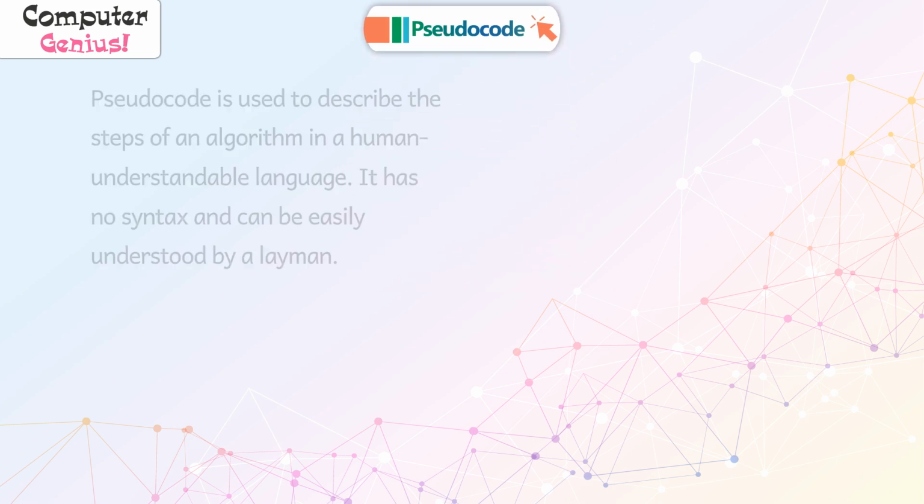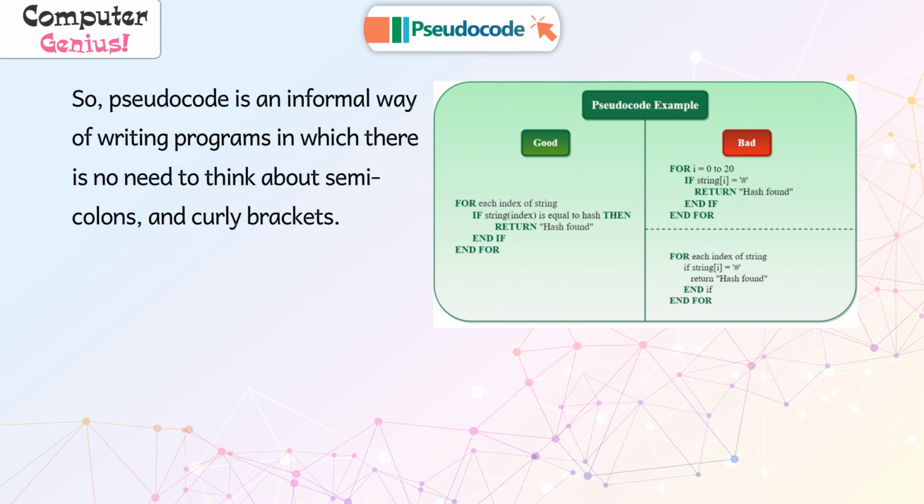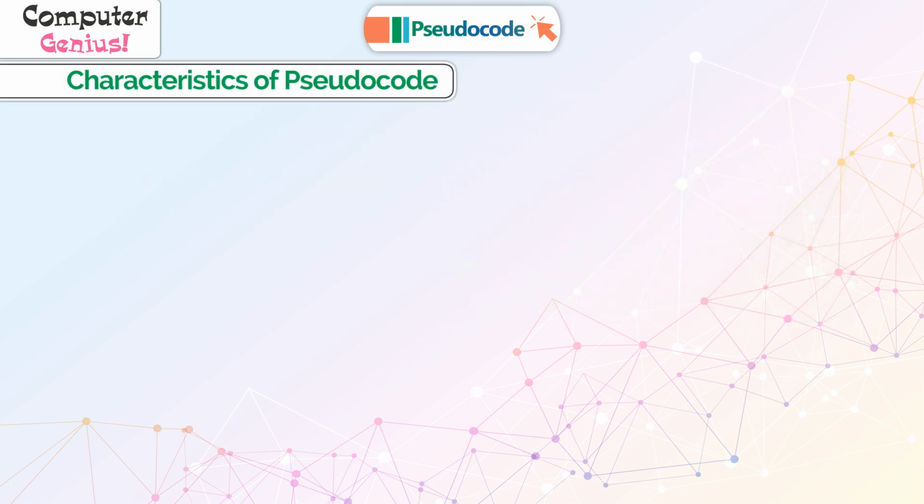Pseudocode. Pseudocode is used to describe the steps of an algorithm in a human understandable language. It has no syntax and can be easily understood by a layman. So, pseudocode is an informal way of writing programs in which there is no need to think about semicolons and curly brackets.